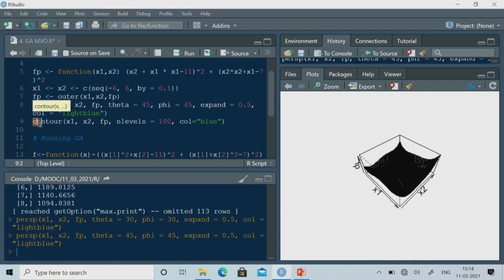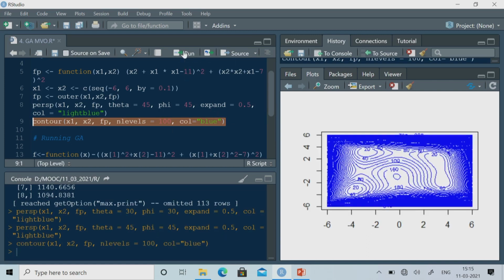Okay. So, for that I can use the contour function. The arguments of the contour function are x1, x2, then the function value you have to put, and the number of levels. So, I am defining 100. If you are not defining, the default value will be taken, and here also I would like to give blue color. Okay. So, if I run this particular line, I will get the contour map.